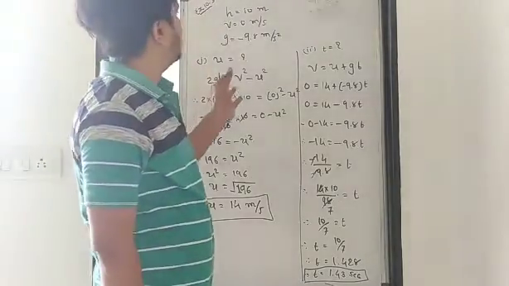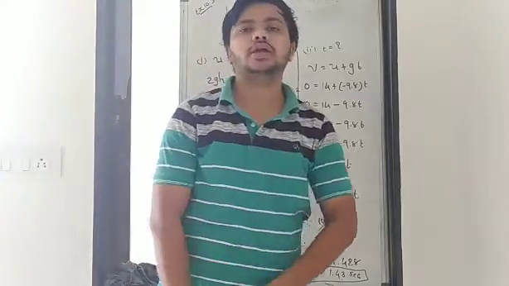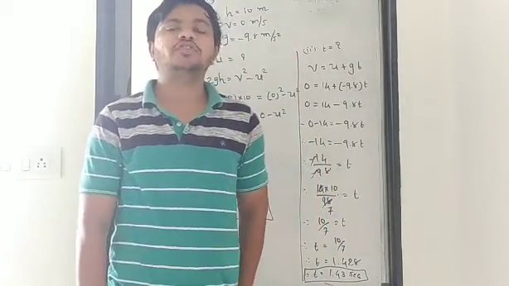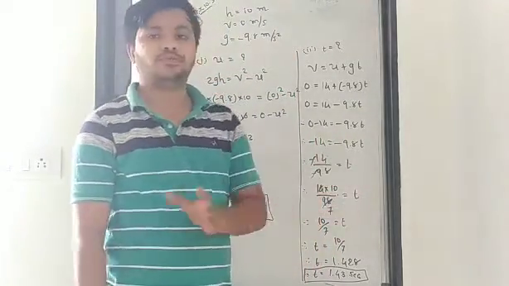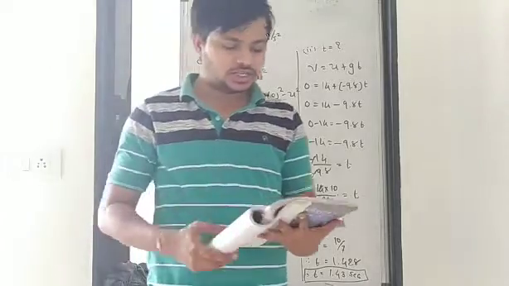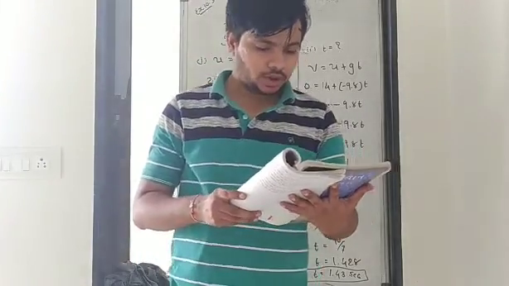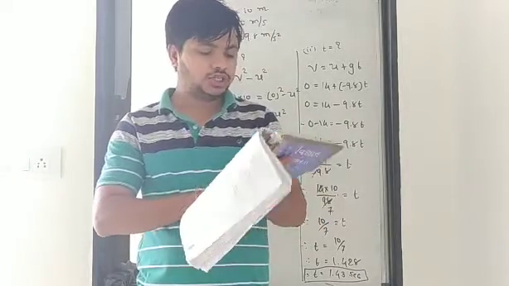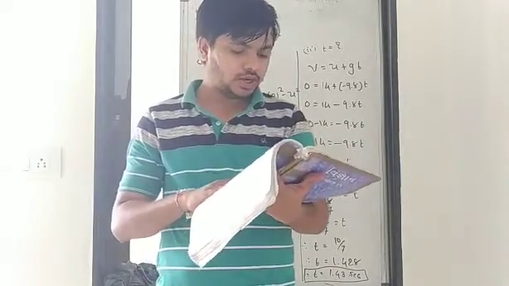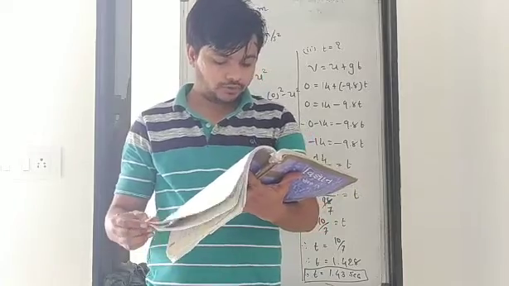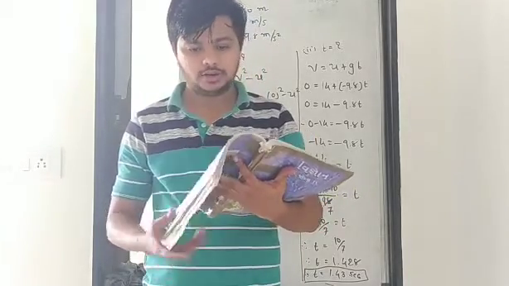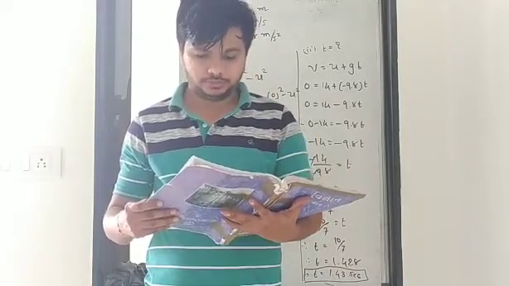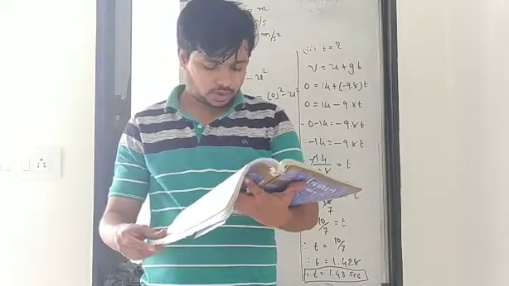So here are some of the questions related to the equations of a freely falling object and an object moving in the upward direction. Now there is some homework that you have to do. From the exercise, the question numbers 13, 14, 15, right?